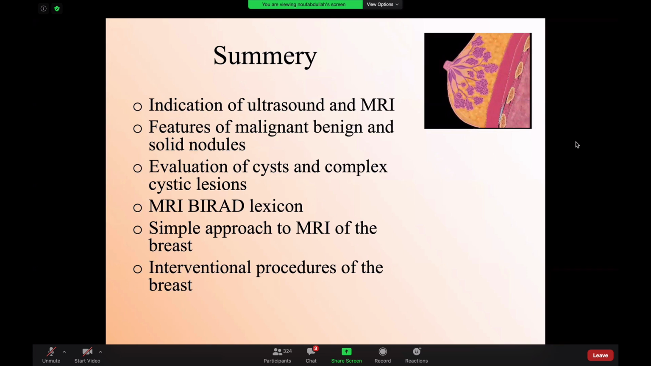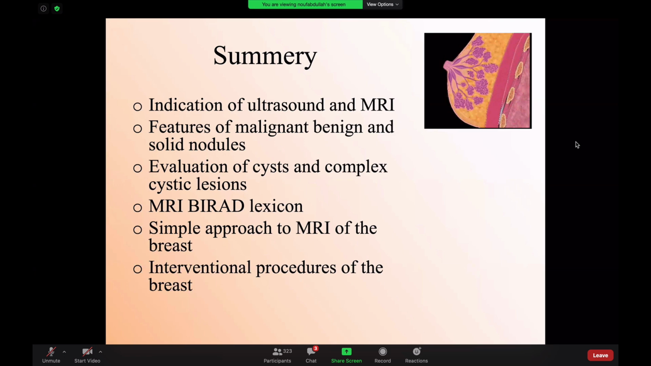We talked about the MRI BI-RADS lexicon, so you know that you have a mass, you have a non-mass-like enhancement, you have a focus. When you have a mass, you describe the shape, the margins, the internal enhancement, the kinetic curve assessment. When you have a non-mass-like enhancement area, you describe the distribution of the non-mass-like enhancement. You describe the internal enhancement characteristics, and you describe the kinetic curve assessment of the lesion.